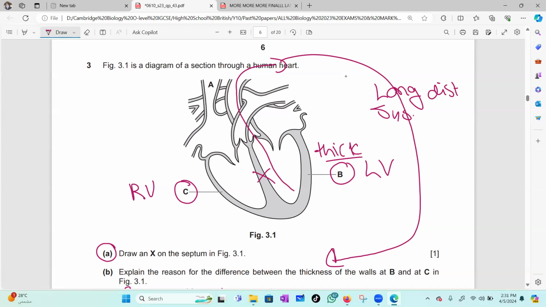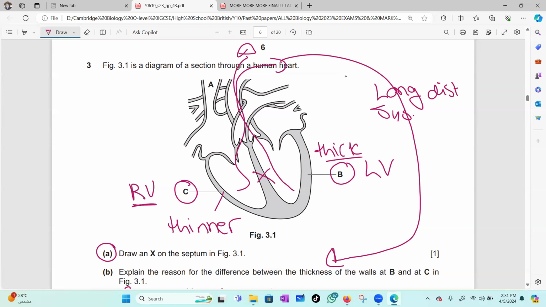Very good. Now the right ventricle, why does it have thinner walls? Does it need to pump with very strong force? No. Why? Tell me. Because the distance to the lungs is short. Exactly. Because it will only reach the lungs, which are right above the heart. It is a short distance. This is the pulmonary circulation.